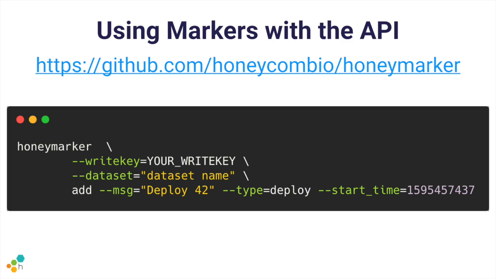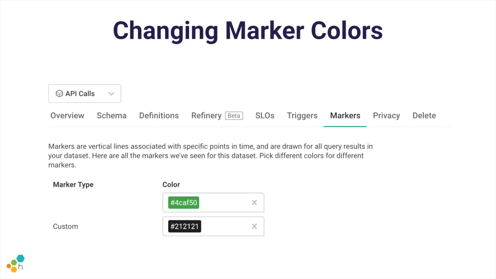There's also the very handy honey marker binary, which is essentially a wrapper around this API call, and just as something that's a very easy to install Go binary that you could add onto your servers and say include as part of your build.